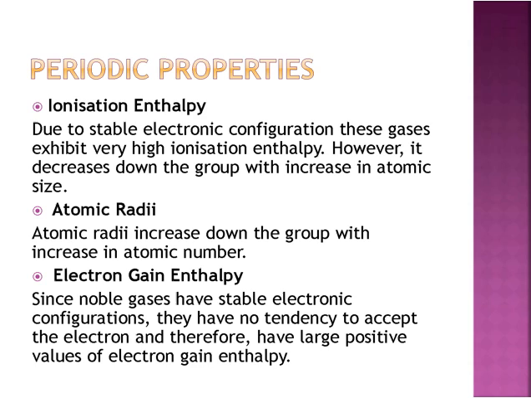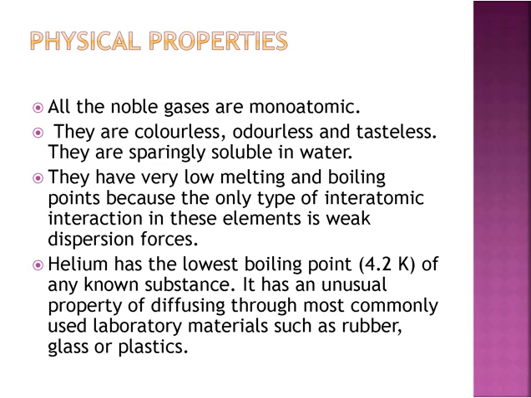Ionization enthalpy. Due to stable electronic configuration, these gases exhibit very high ionization enthalpy. Atomic radii increase down the group with the increase in atomic number. Electron gain enthalpy: since noble gases have stable electronic configuration, they have no tendency to accept an electron and therefore have large positive values of electron gain enthalpy.